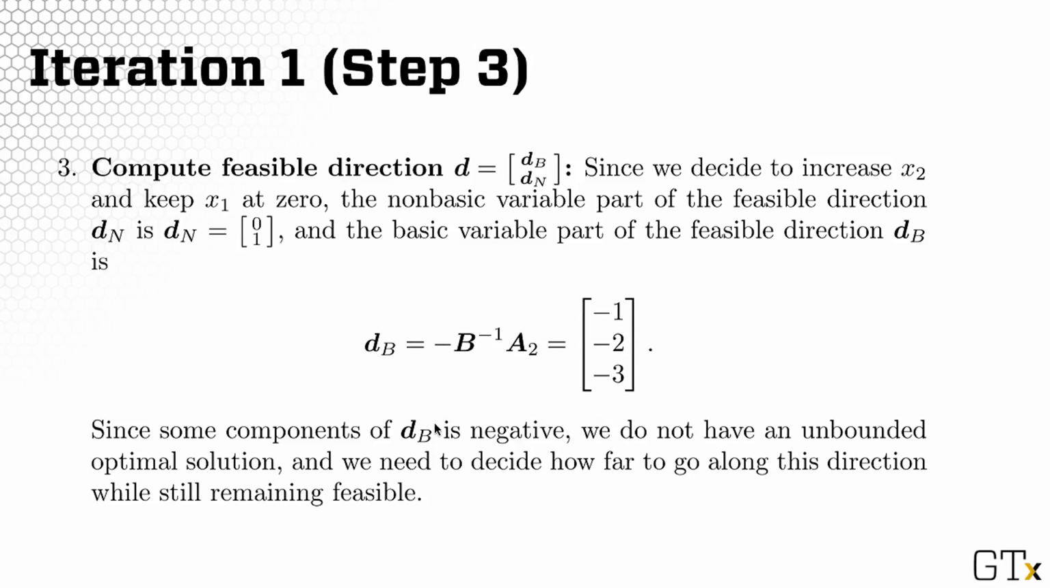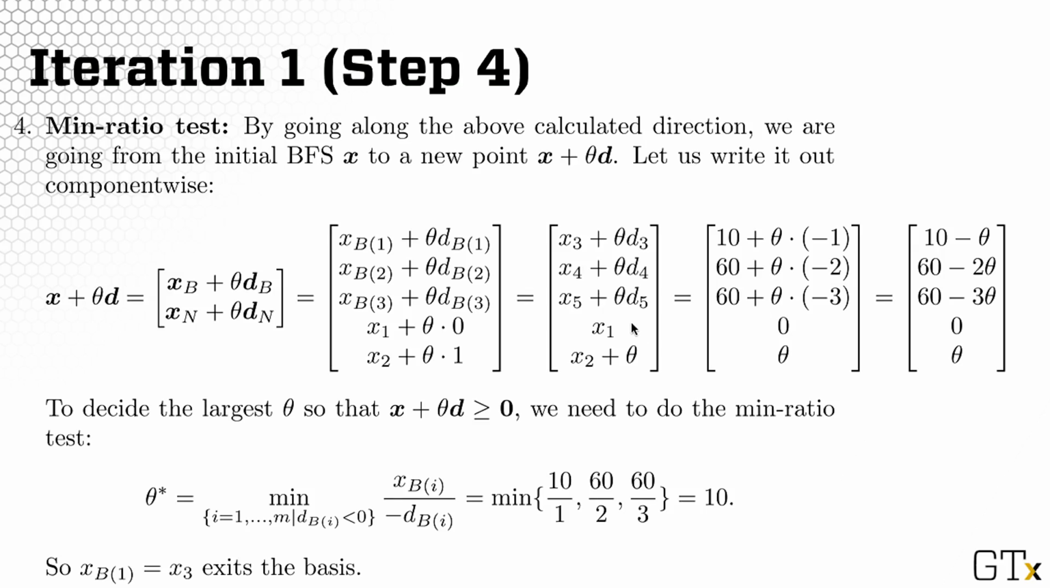So that means the basic part of the direction has negative components. That means we cannot move along this direction indefinitely. We can only move with a positive finite step size. And to determine that, we need to do the min ratio test. To do the min ratio test, let's look at the result of moving along that direction, which is x plus theta d, where theta is the step size that we want to decide.